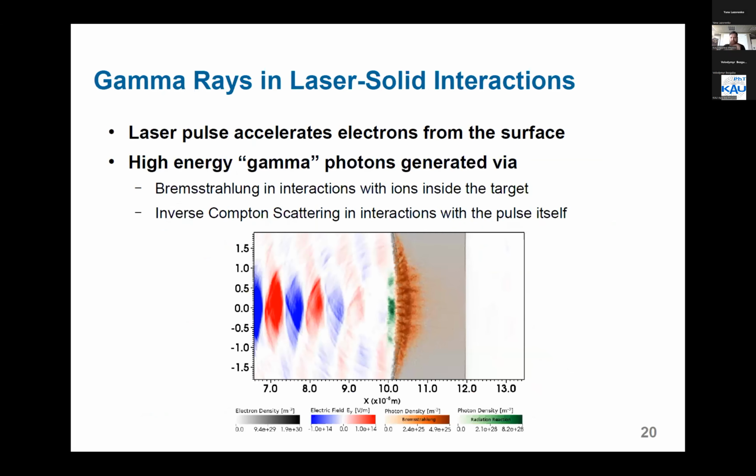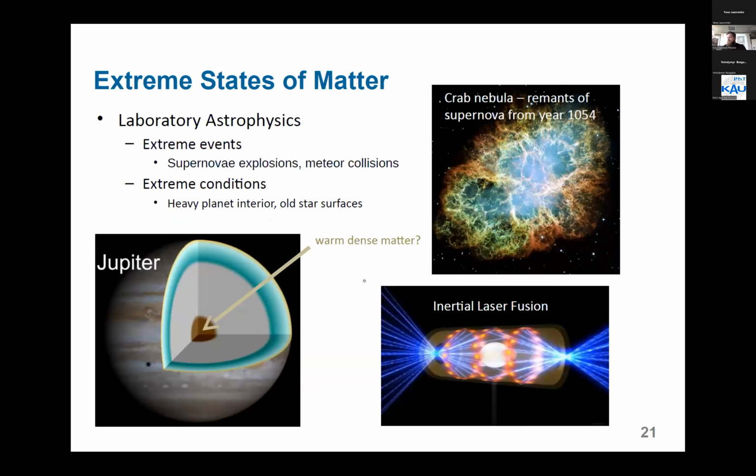With those secondary sources, those gamma rays, those can also be produced in some other interactions, like for example when accelerating ions. I will skip that a little bit and go to those extreme states of matter.